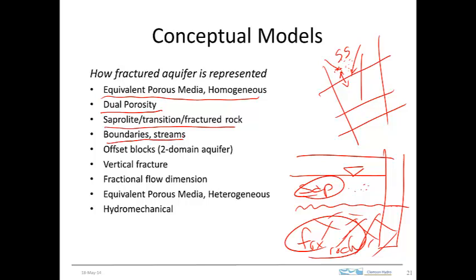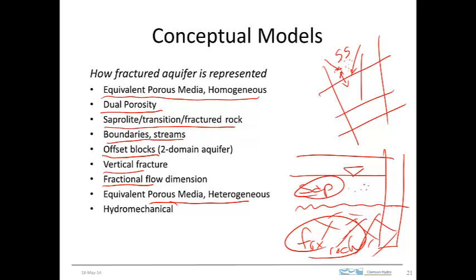Boundaries are also important. Stream boundaries, for example, will affect the characteristics of a pumping test. In fractured rock, if there are faults that offset blocks of different permeability, then that can be an important characteristic as well. Vertical fractures, fractional flow dimensions, heterogeneous equivalent porous media, these are all other conceptual models that are used to represent fractured rock.